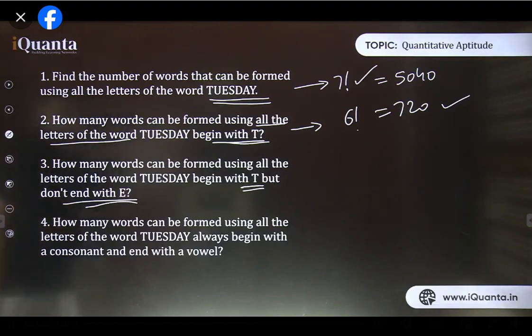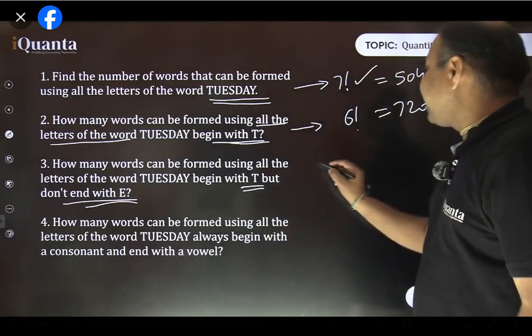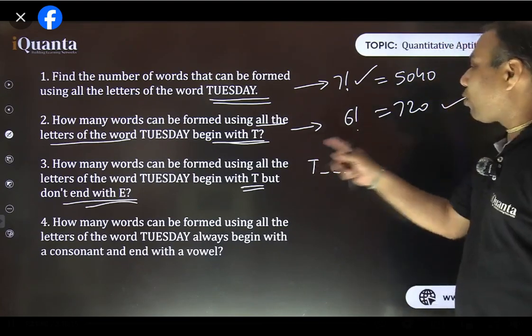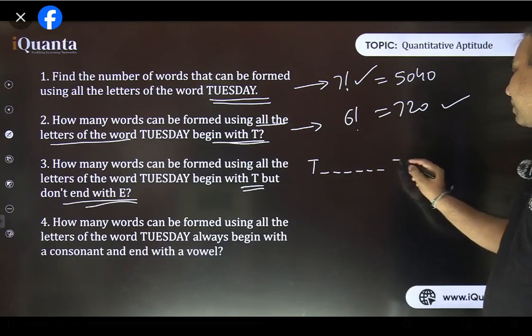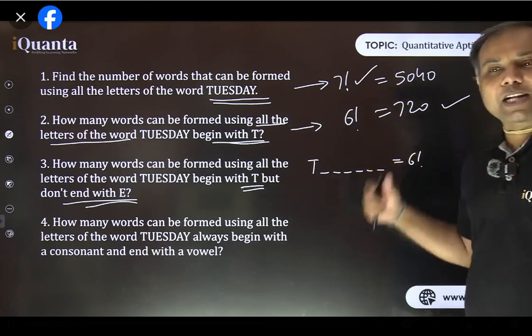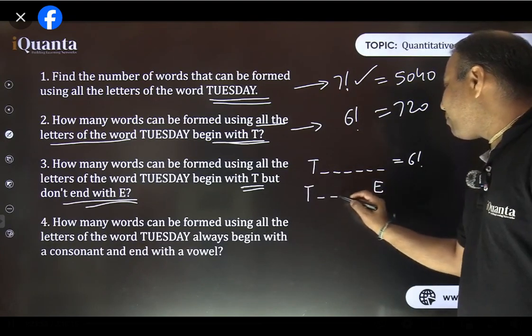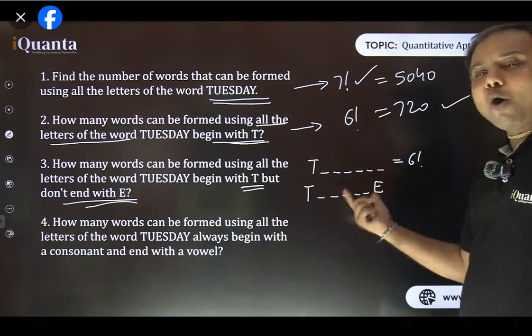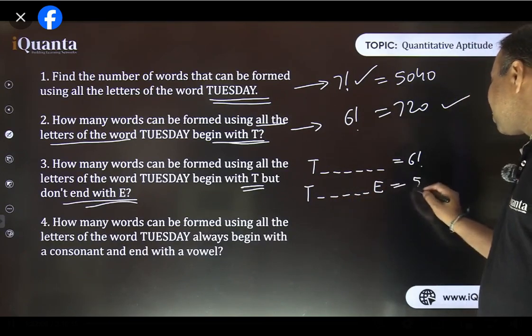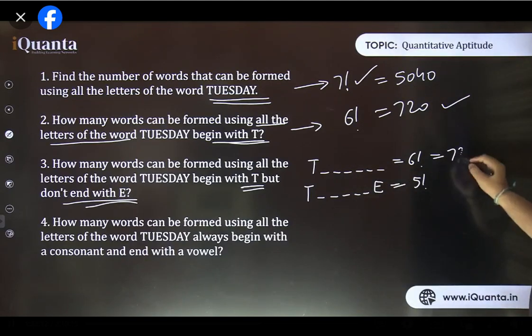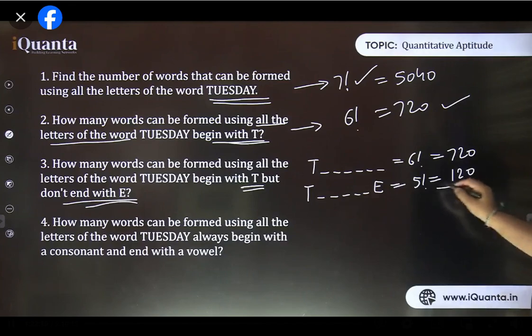Good. See, these words are starting with T. So remaining 6 places, 1, 2, 3, 4, 5, 6. If I count all this, which we have already done, it is 6 factorial ways, right? But out of these, we need to subtract those cases which start with T and end with E. That means remaining 5 places can be filled in 5 factorial ways. So these 5 factorial cases need to be subtracted from the earlier ones. 6 factorial was 720 and 5 factorial is 120. So subtracting them, we get our answer, which is 600.